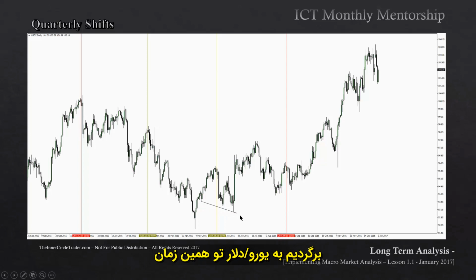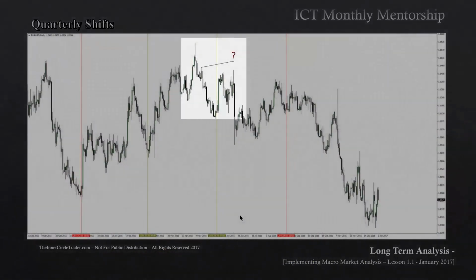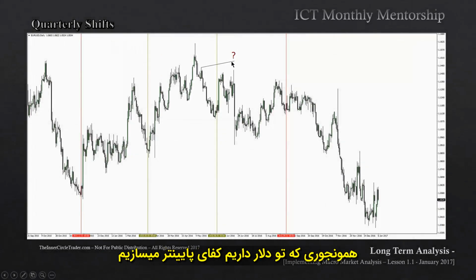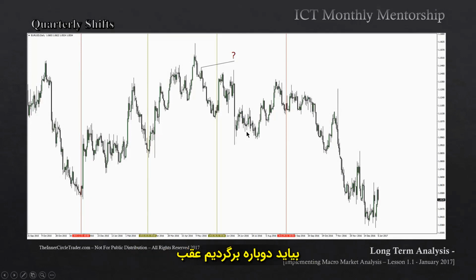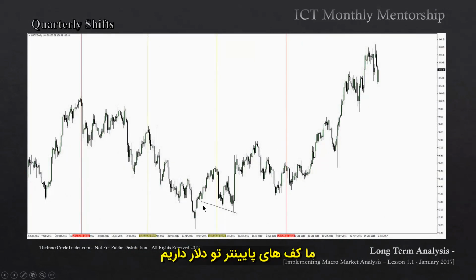Let's go back to the euro dollar at the same time. Let's see what was going on around June of 2016 in the euro. Well, we're not seeing that higher high that would be reasonably expected. As we saw lower lows in dollar, let's go back again. We have lower lows in the dollar. At the same time, we should be seeing higher highs in the euro dollar.